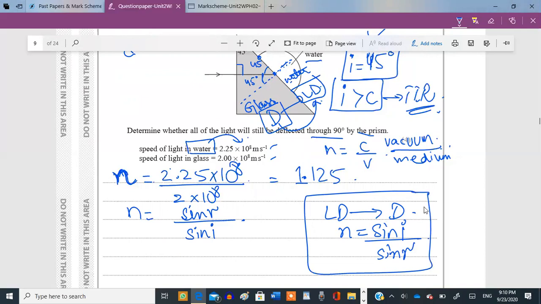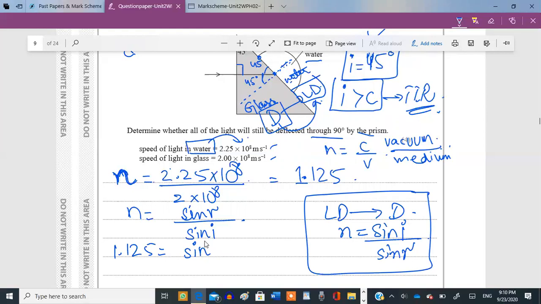Okay, this is a clear distinction. Now just plug in this value over here: 1.125 is equal to what should the value for sine r be? The refracted angle for the critical angle. Which one should we put first? Which one should we put for the denominator and numerator?